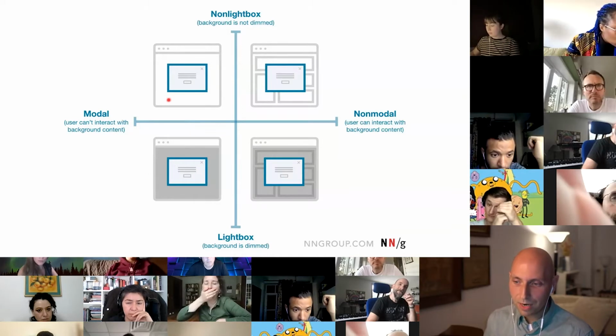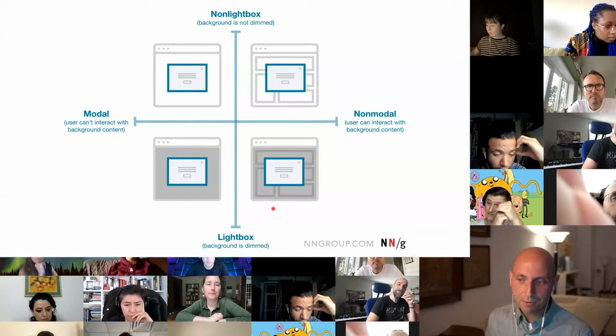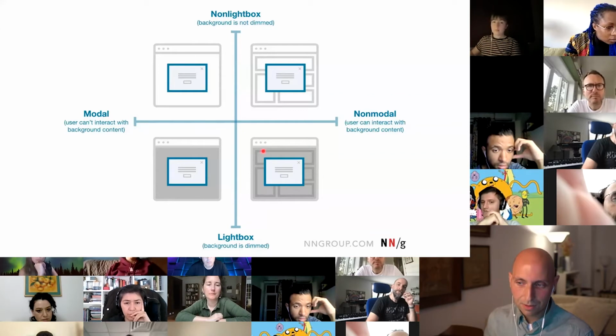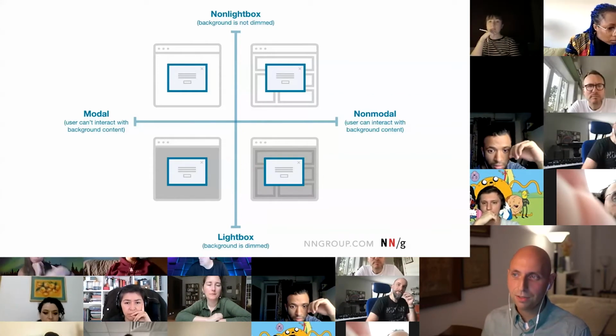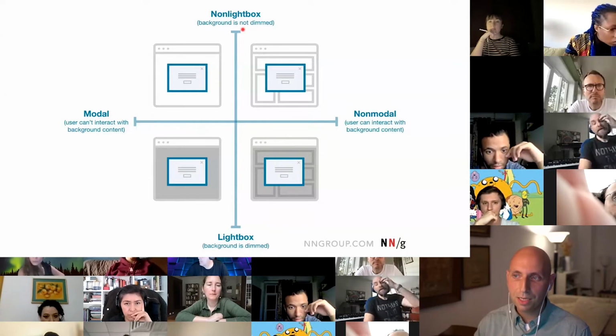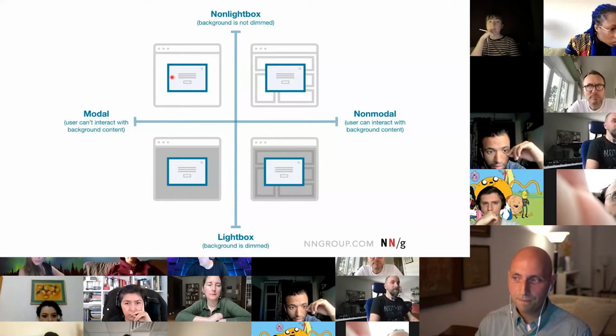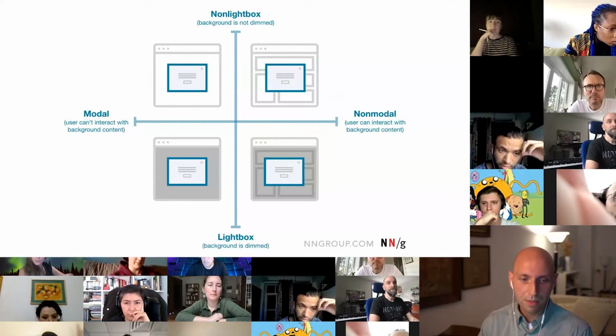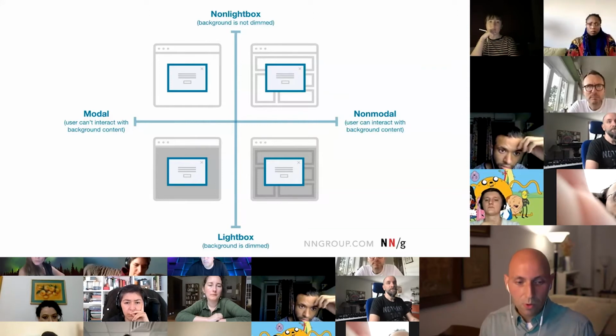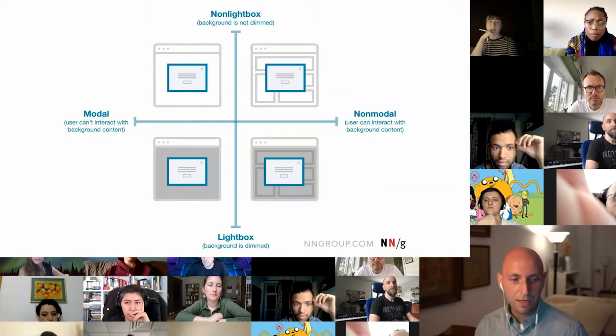On the other hand, we have a lightbox where the background is dimmed, but you could potentially scroll down. Sometimes you get that. Here you have also a non-lightbox where the background is not dimmed at all. And then you have a non-modal, which is just a window which you can close, but you can still operate everything and click everything in the background. So depending on the situation, you might see one series of the family or the other.